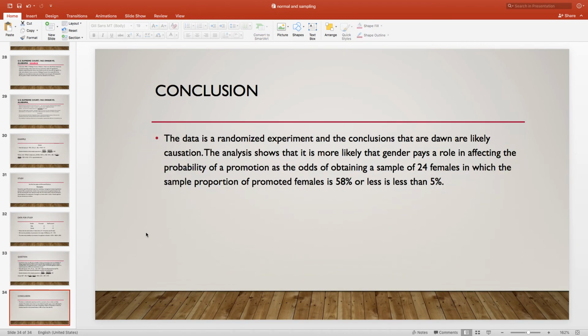So here would be the conclusion that I would write. It says the data is from a randomized experiment, so conclusions that are drawn are likely causal. The analysis shows that it's more likely that gender plays a role in affecting the probability of a promotion, as the odds of obtaining a sample of 24 females in which the sample proportion of promotion is 58% or less is less than 5%. Okay, so that would be my conclusion.